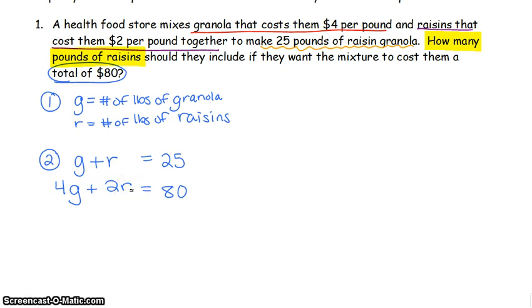So first step is to identify your variables. Your second step is to set up your system. Your third step is to solve the system. We've got G plus R is 25. 4G plus 2R is equal to 80.